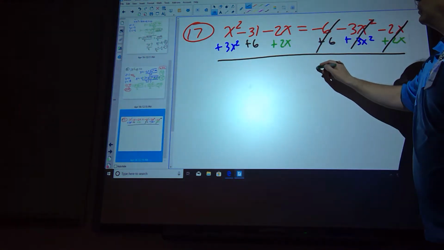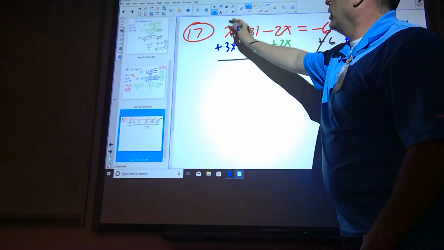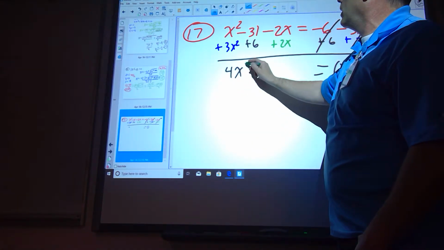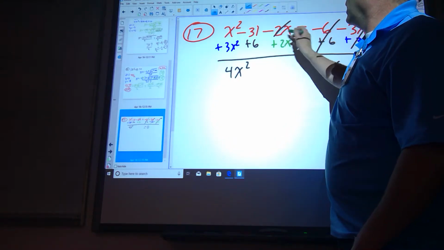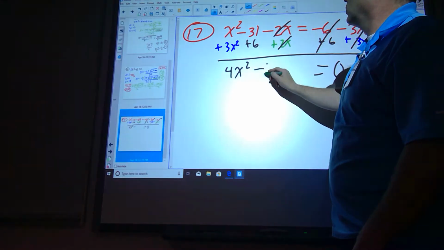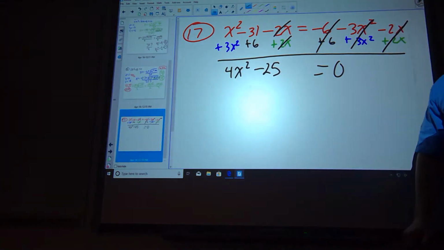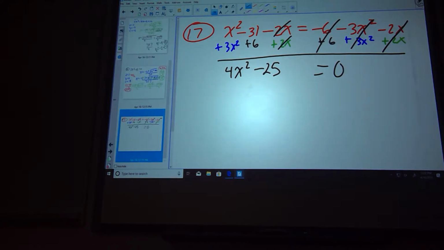cancel. 0 equals. That's going to be 4x squared. Those cancel, right? Minus 25. Ooh. Hey, it says solve each quadratic by the method of your choosing. Everything canceled out. It came out to 4x squared minus 25. What's special about that?